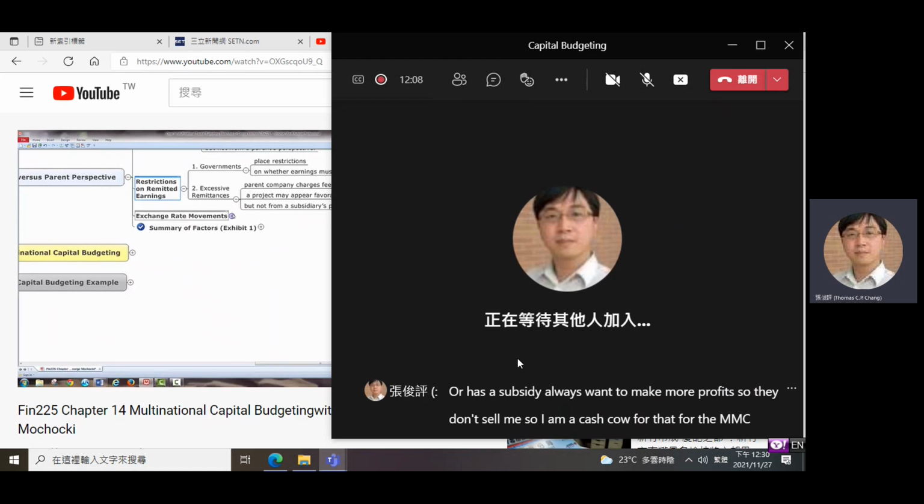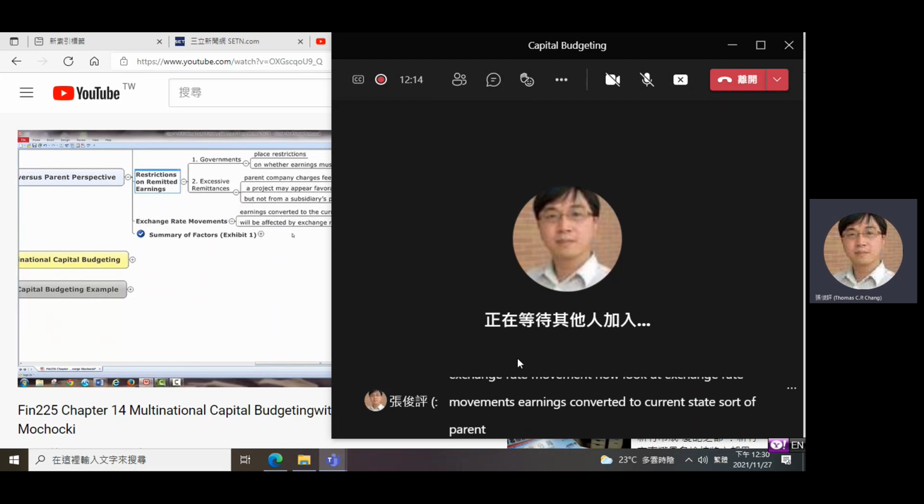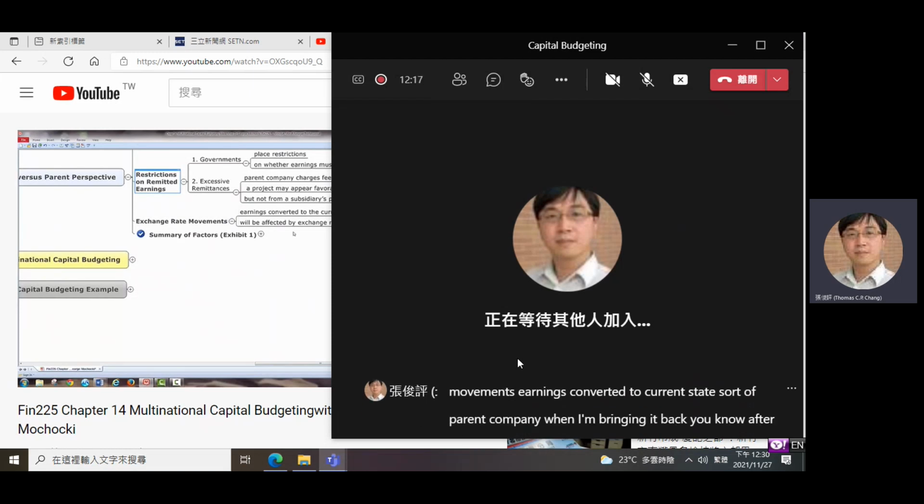Okay, exchange rate movements. Now look at exchange rate movements. Earnings are converted to the parent company's currency when I'm bringing it back. After I've paid everything else off, when I decide to bring the money back to show my stockholders that I'm making my profitability, it will be affected by exchange rate movements.